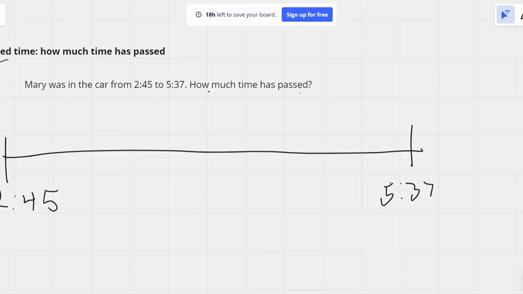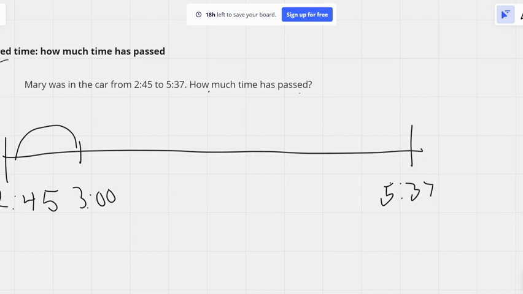So like I said before, I think it's easier when I have multiples of 10 or numbers that end in 0. So I'm going to take this 2:45 and I want to get to 3 o'clock, because I think that'll be easier to think about if I have 3 o'clock. So now I'm going to go like this. So from 2:45 to 3 o'clock, how much time has passed?